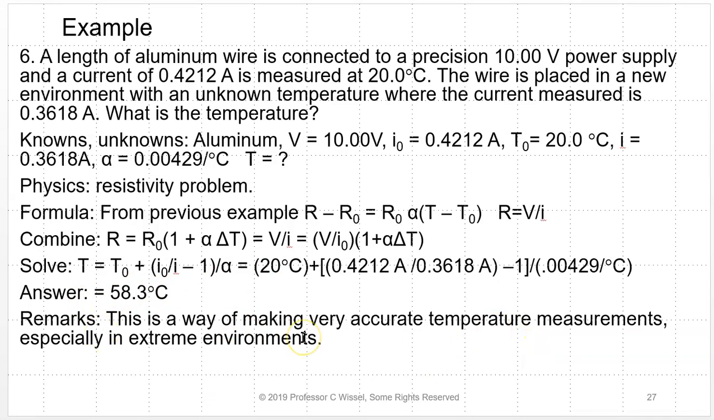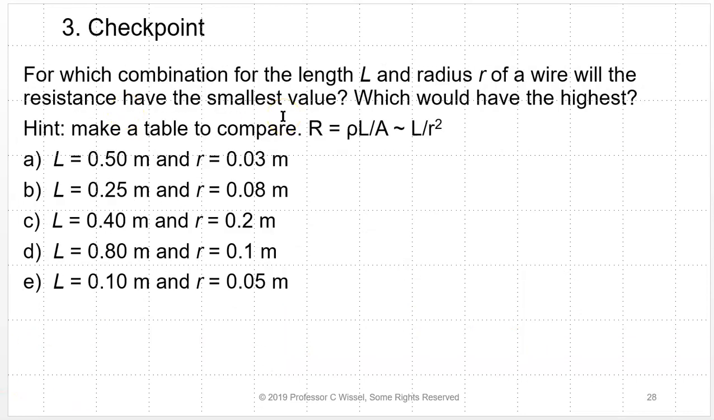This is a way of making very accurate temperature measurements, especially those in extreme environments. For which combination of the length L and radius R of the wire will the resistance have the smallest value, and which would have the highest? Well, you want to look at R equals rho L over A, and you don't need to know rho. All you're doing is comparing it. So this is proportional to L over R squared, because the area is going to be pi R squared. The pi and the rho we don't care about.